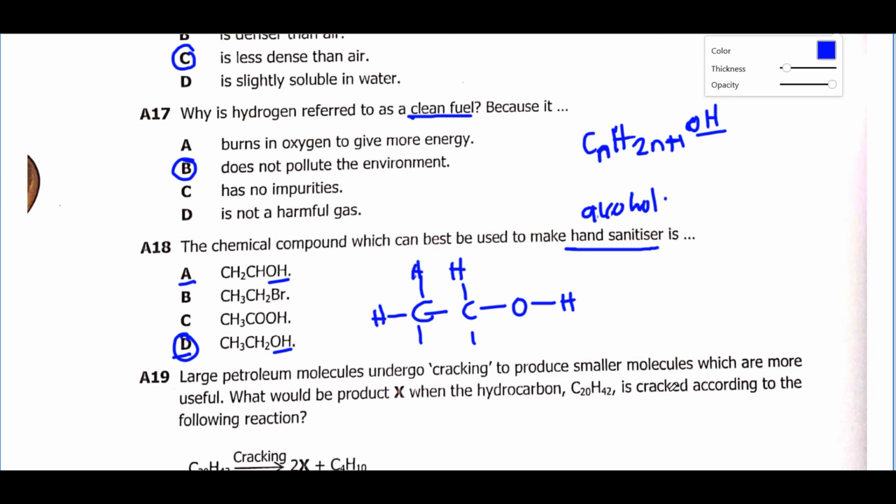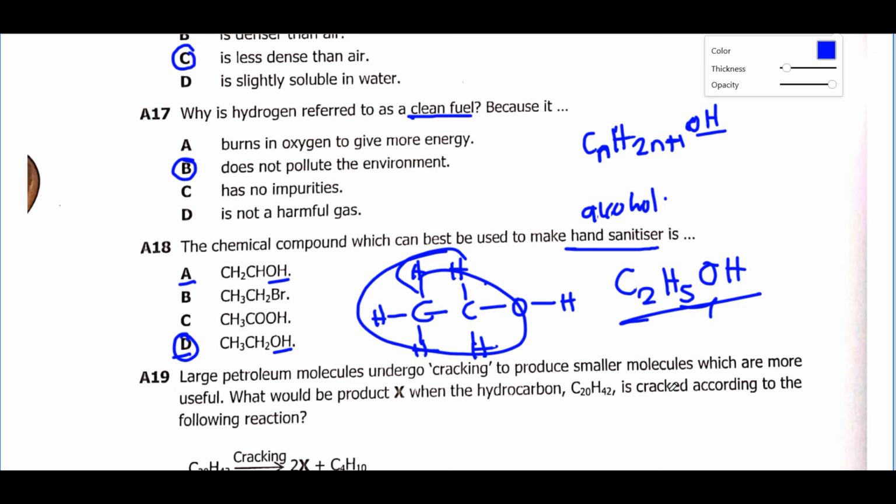And this is ethanol, because we can combine the two carbon atoms, then we can combine these five hydrogens, so C2H5OH is the molecular formula for ethanol.